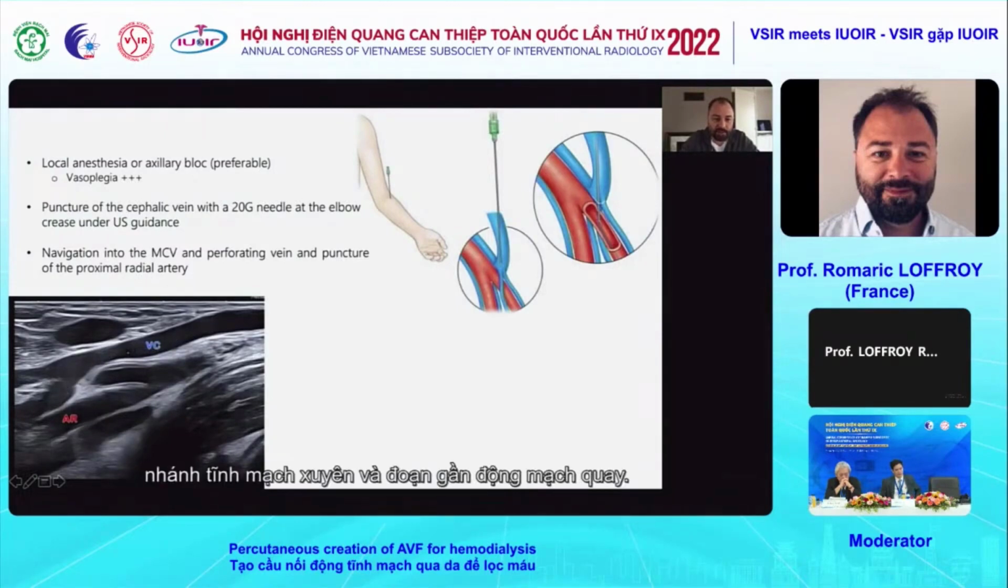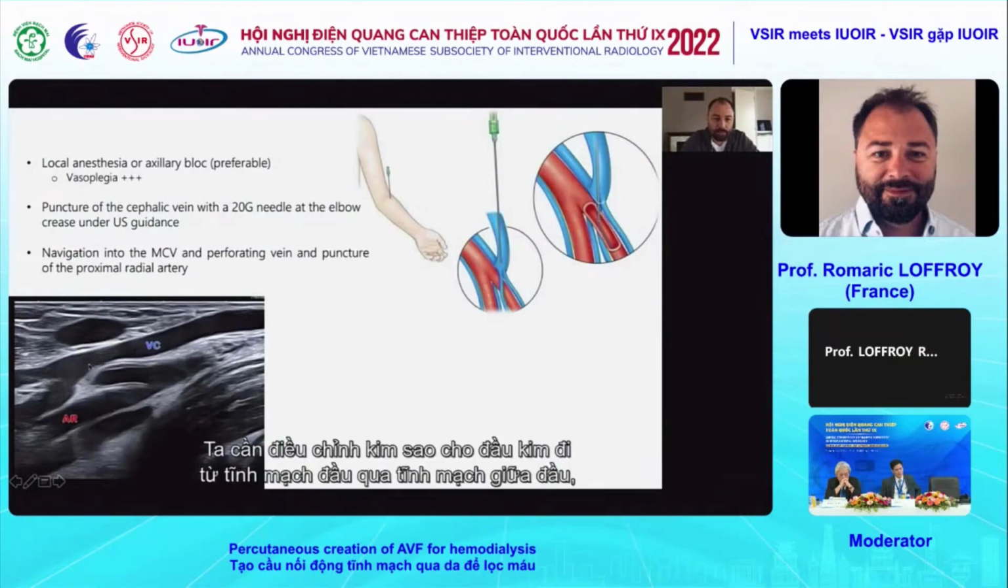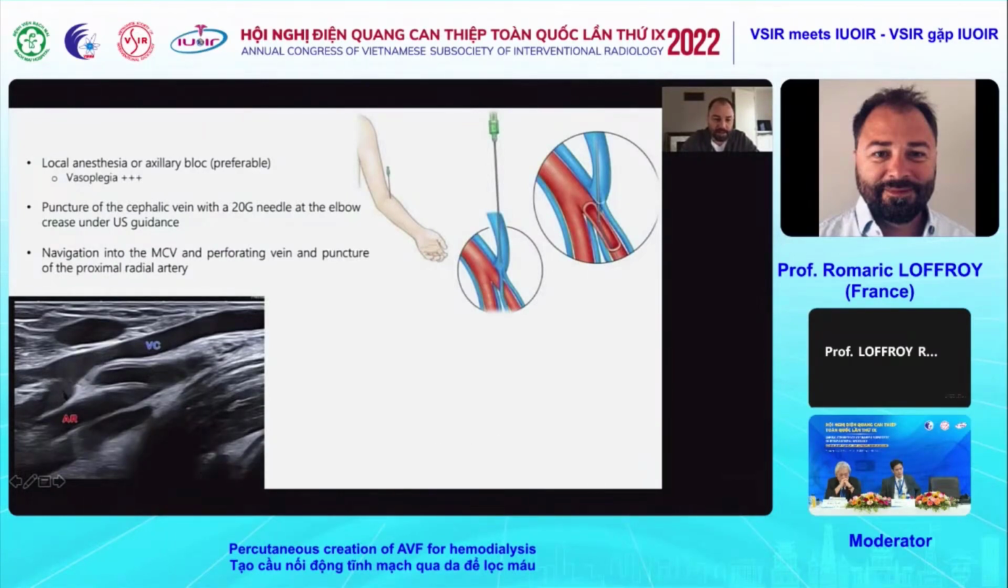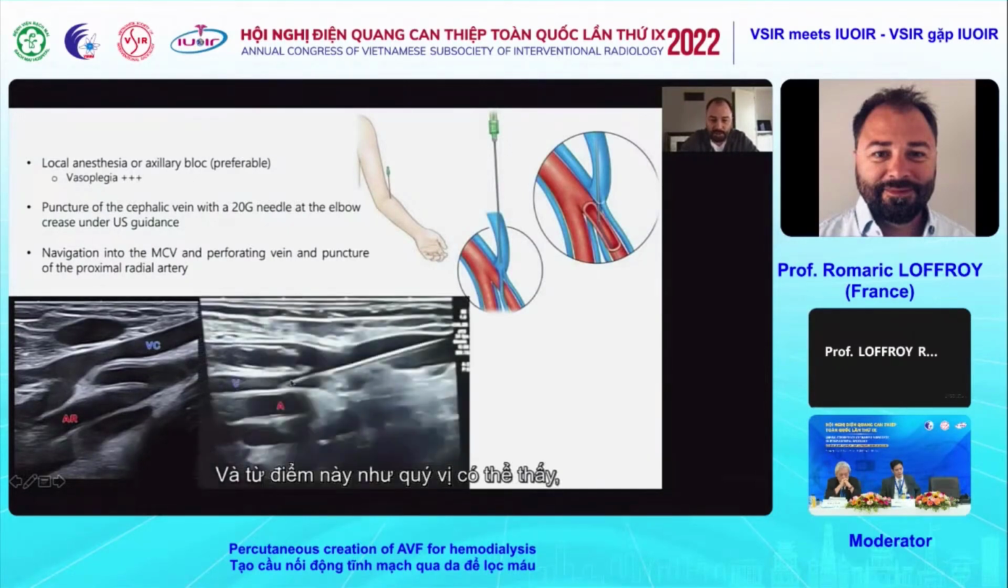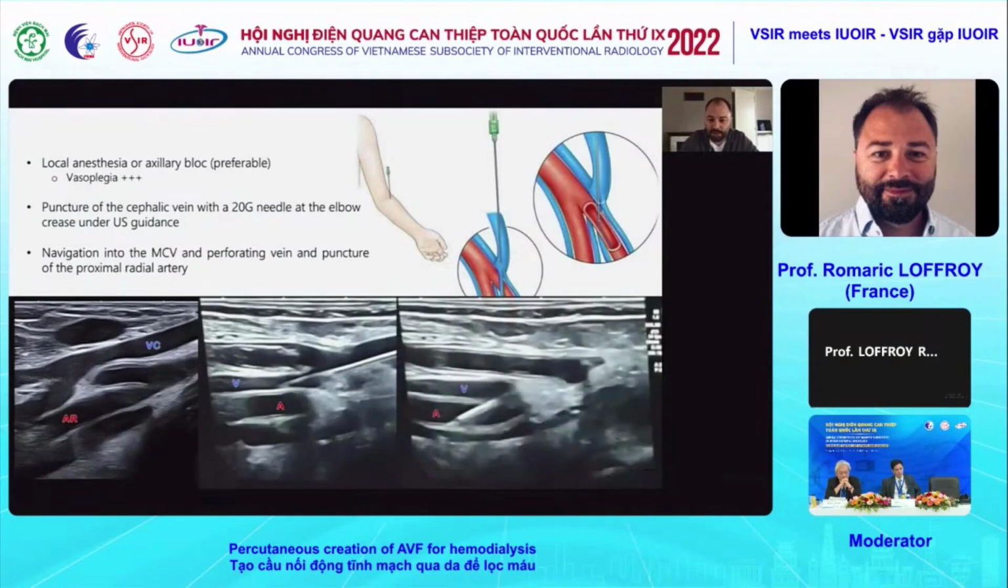And we have to navigate with the metallic needle into the median cephalic vein and perforating vein, and at that level to puncture, as you can see on this picture, the tip of the needle to puncture from that point the proximal radial artery, which is very easy under ultrasound, especially after vasoplegia. And you can see here from the vein to the artery.